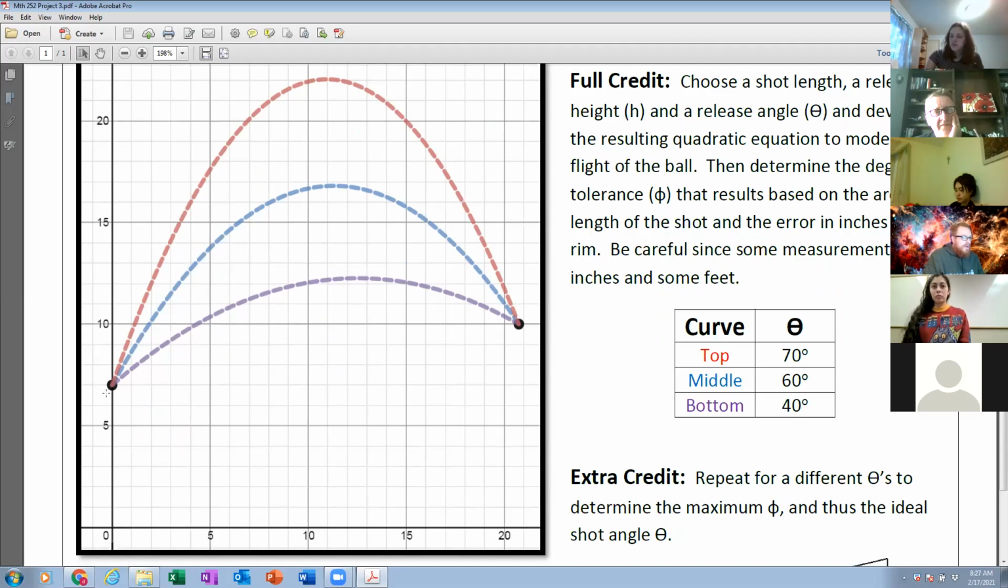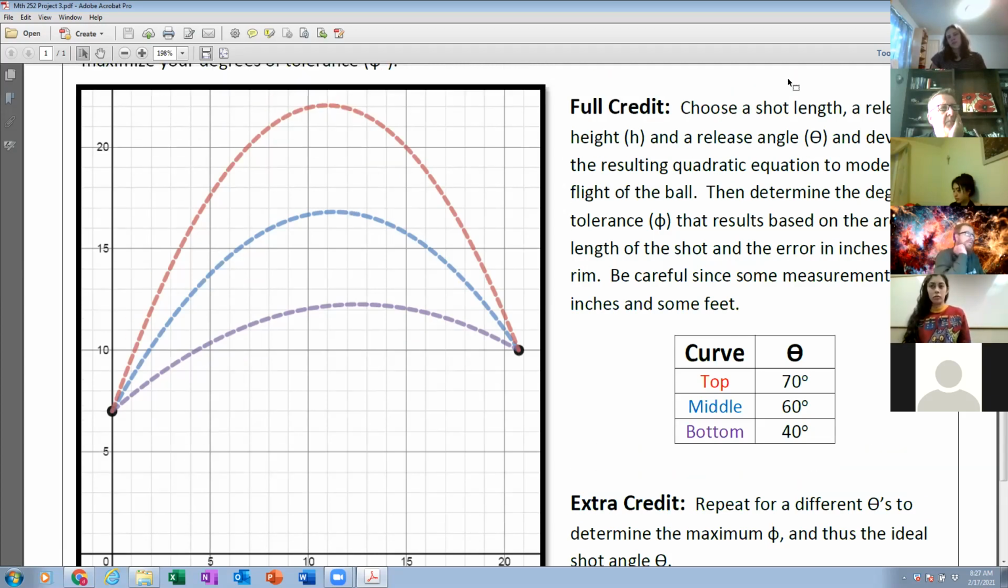And so the only thing you know for sure if you make the basket is that at one time the ball was here at (0, 7), and then at another time it was here, in this case (20.75, 10). Those are the two ordered pairs. And then we started playing around yesterday with how you would find the equation of that parabola.